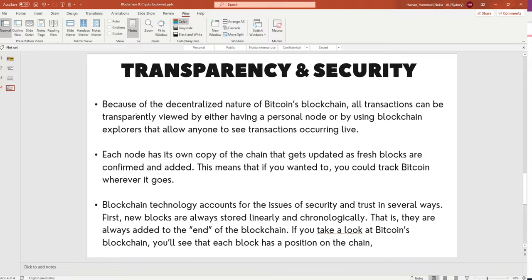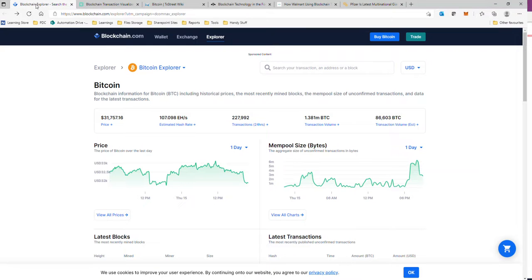I didn't want to go into more technicalities, but let me just show you the blockchain explorer that I was talking about. You can see this website, blockchain.com/explorer. It is currently showing the price of Bitcoin, number of transactions, hash rate, transaction volume, etc. Mempool size is basically the size of unconfirmed transactions.